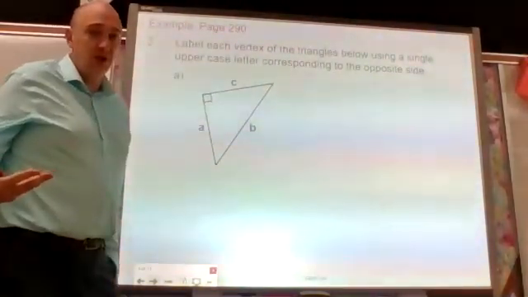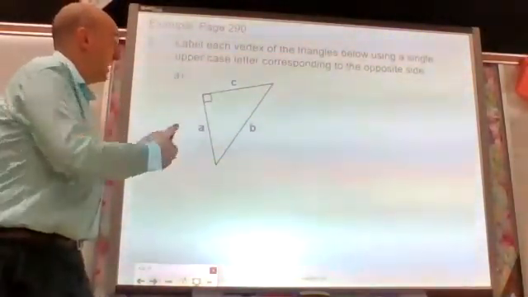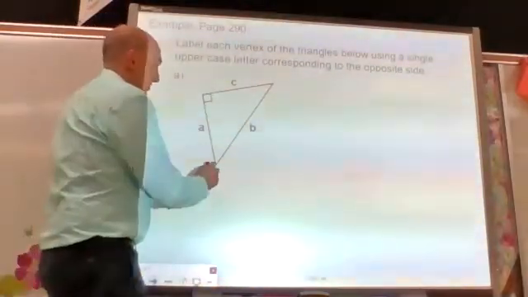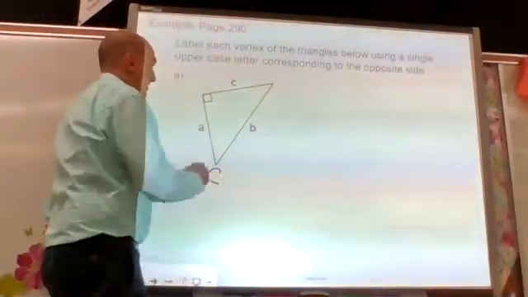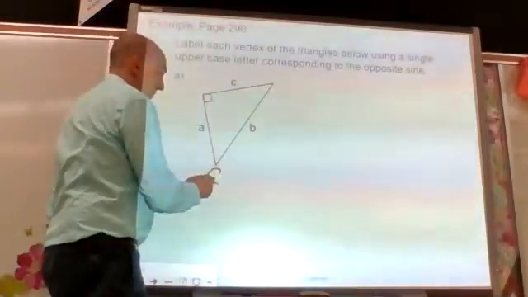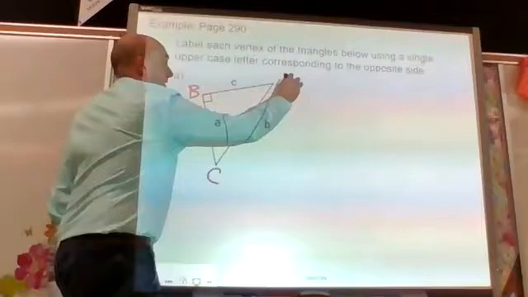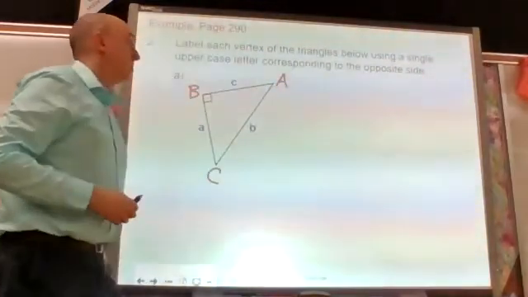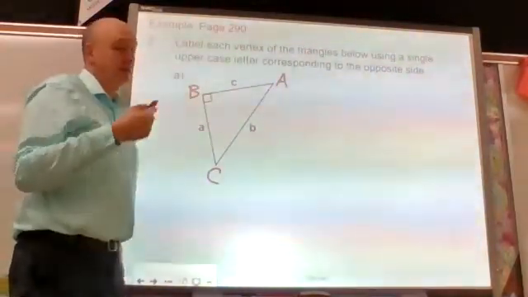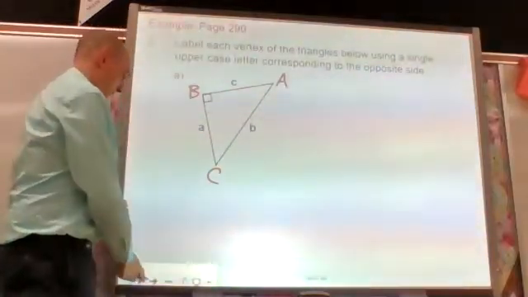The reverse can also be done. If you have each side labeled, then we can label the vertices, each vertex. So capital C and lowercase c, lowercase b and capital B, lowercase a, capital A. Remember, vertices always in uppercase, sides always in lowercase.